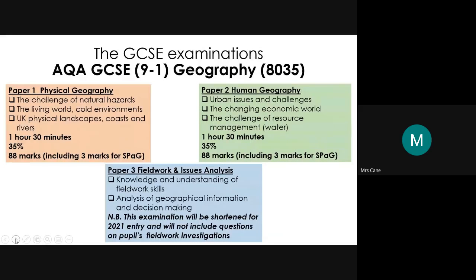The exam papers themselves: paper 1 is 1 hour and 30 minutes, which covers natural hazards, the living world, cold environments, UK landscapes, coasts and rivers, and it counts for 35% of the overall 9-1 score awarded in the summer term. Paper 2 covers human geography, looking at urban issues and challenges, the changing economic world, and the final topic that we need to teach, the challenge of resource management, and specifically in relation to water. Again, this is 1 hour 30 minutes, so it mirrors paper 1, and that's worth 35%.